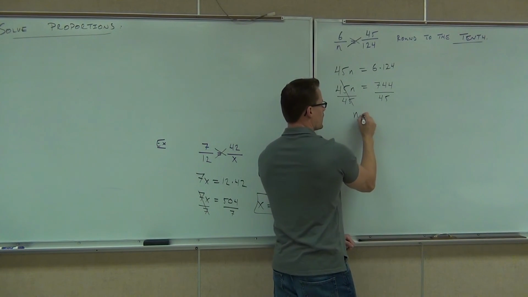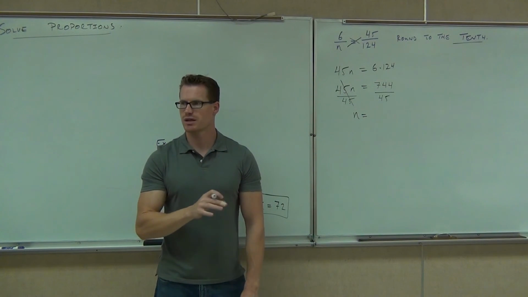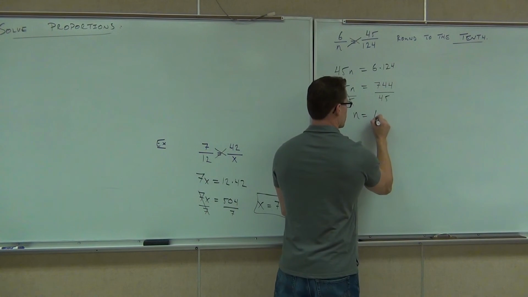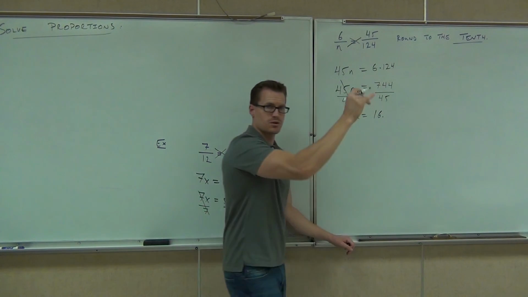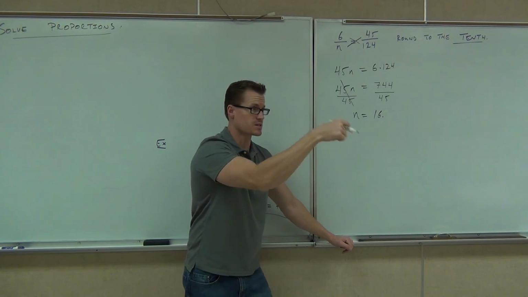Now, it might go on for a while. It might stop, but my directions are round to the nearest tenth. So you can look at your calculator screen. Tell me what your calculator screen says. 16.53333333 forever. So we go 16.5. We look at the next number, 3. It says leave that 5 alone.